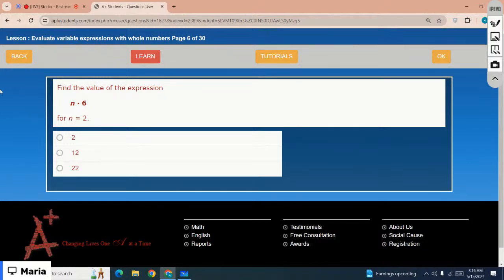12 it is. 6 times 2 is 12. The correct option is 12. Very good.